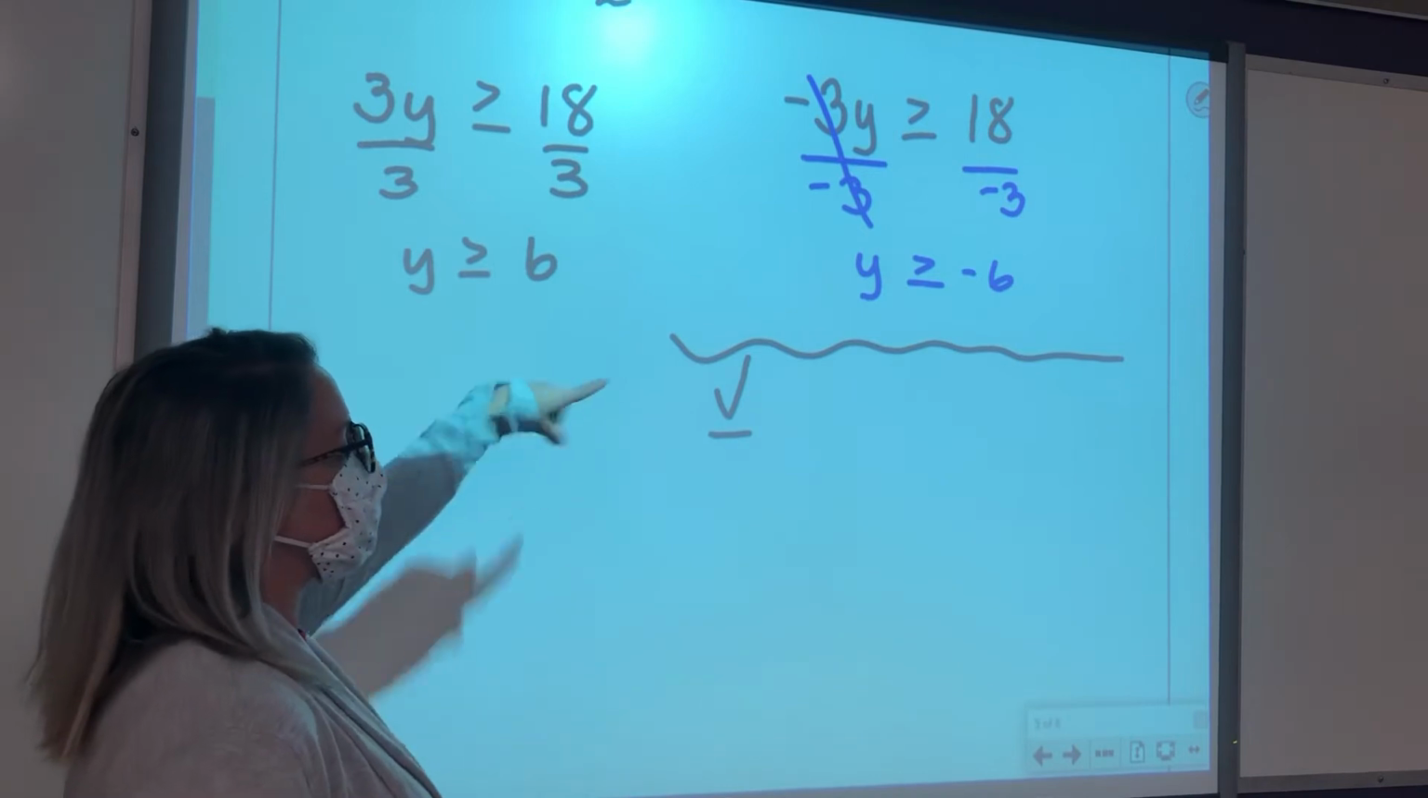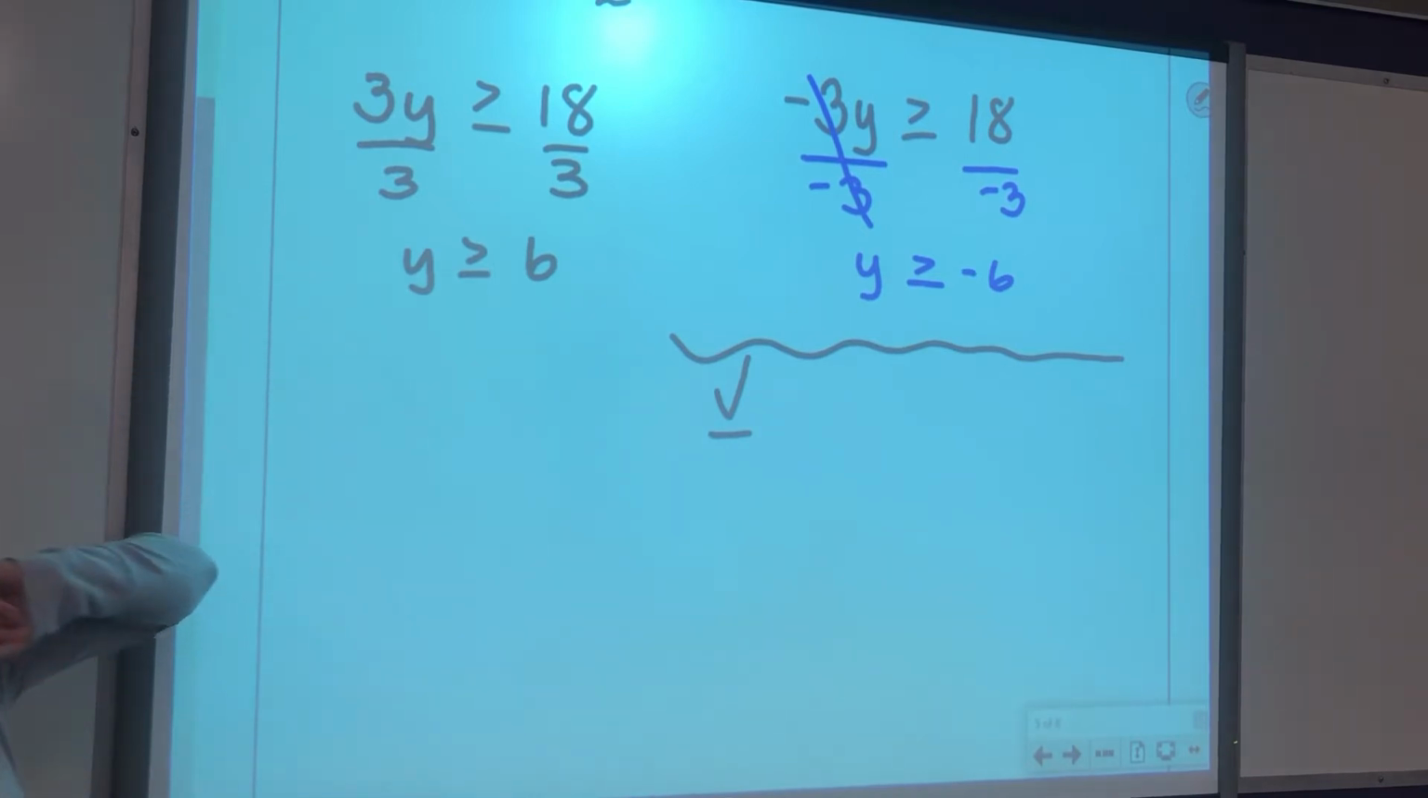If I check my answer, give me a value that's greater than or equal to negative 6. Negative 7? That wouldn't be true, negative 6 is not greater than negative 7. Negative 5, or negative 4. Okay.